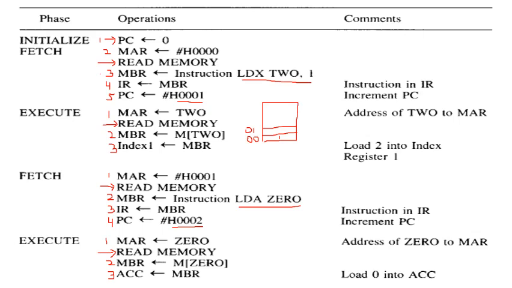Now in step 3, the MBR will transfer this instruction to the instruction register, and after that in step number 4 PC will be incremented by 1. So the new value of PC will be 0002H. So this was the instruction fetch process for our instruction LDA 0.